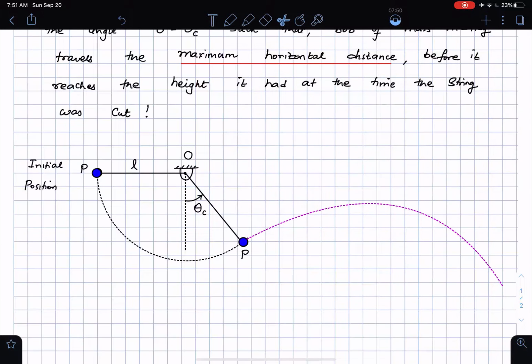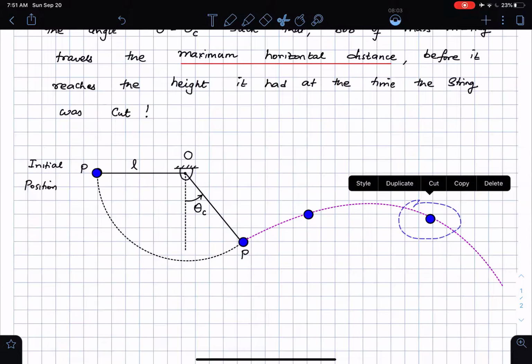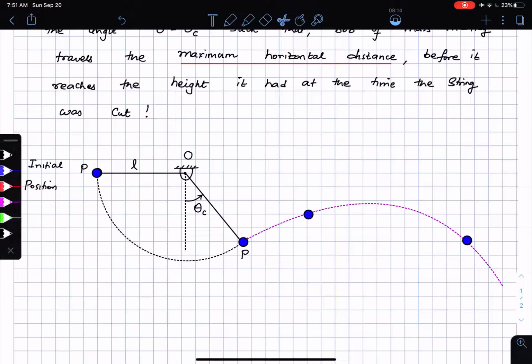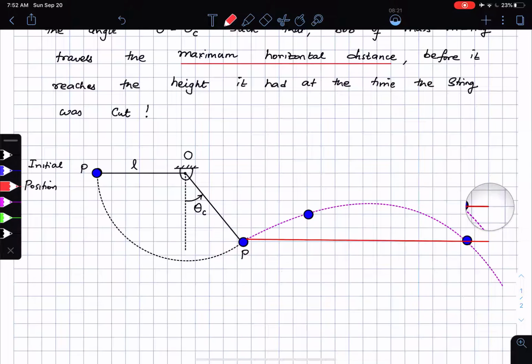Then you'll see that if I take this bob here, copy it and paste it, then at some point this bob is going to be traveling here. Likewise, it's going to be traveling here, and then at some point it will reach, let's say, this location here, where it crosses this line that I'm going to draw now. Let me draw that line in red. So this is the line at which it crosses at some point in time.